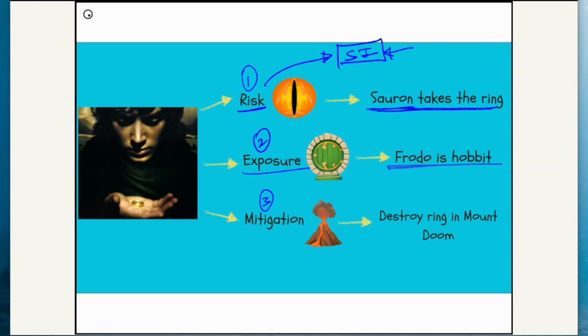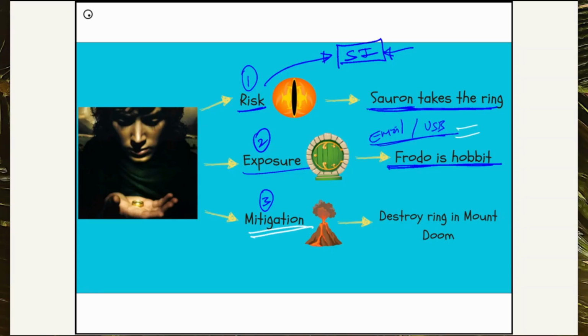What was the exposure in Lord of the Rings? Frodo was a hobbit and he was supposed to take the ring. If you look at Frodo, he is small, he is a hobbit, and he is not a warrior. That makes him vulnerable. In our DLP scenario, anybody can leak the information either via email or via USB. So what's the mitigation? Frodo must carry the ring and destroy it in Mount Doom. He has to travel all the way. And in our DLP scenario, let's implement a DLP solution. That is the only way.